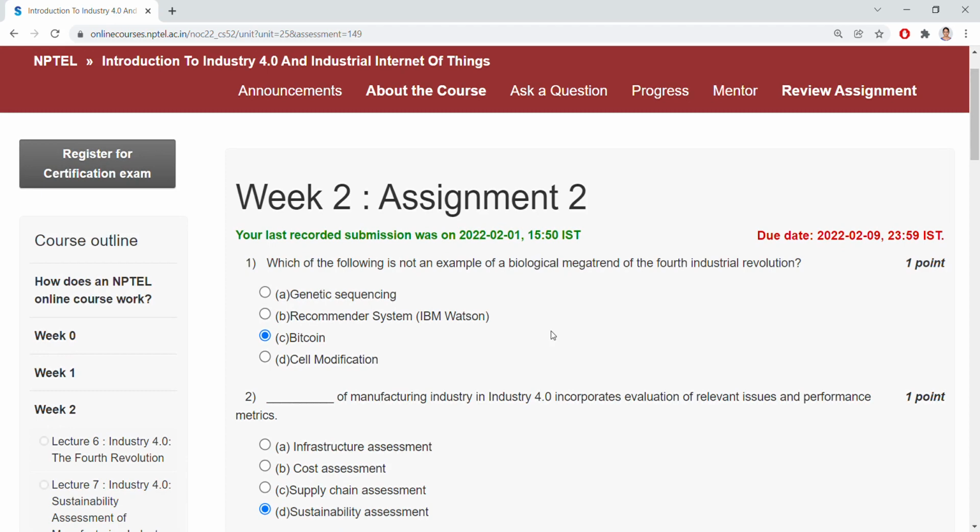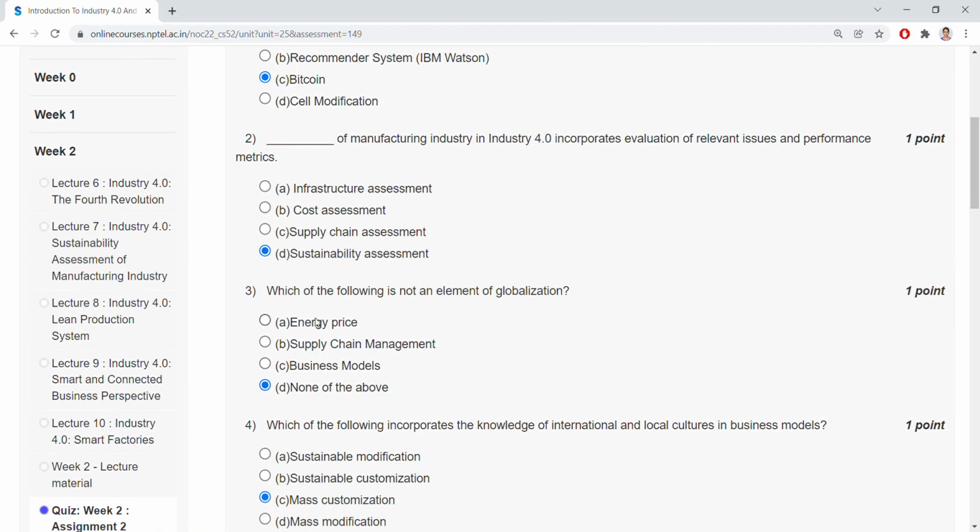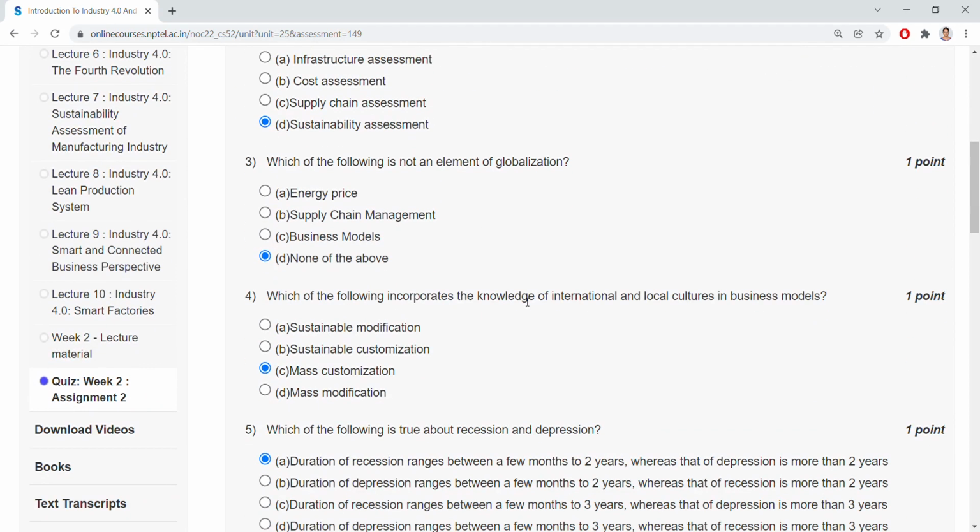Which of the following is not an example of biological megatrend of the fourth industrial revolution? That is Bitcoin. Second question, dash of the manufacturing industry of Industry 4.0 incorporates evaluation of relevant issues and performance metrics. Sustainability assessment. Which of the following is not an element of globalization? None of the above. Which of the following incorporates the knowledge of international and local cultures in business models?